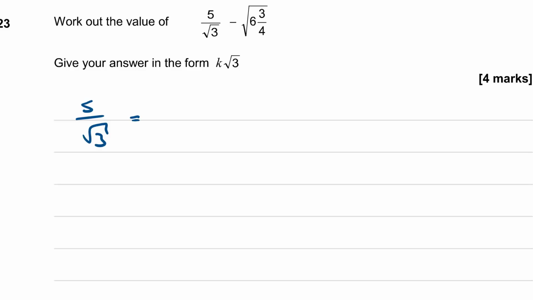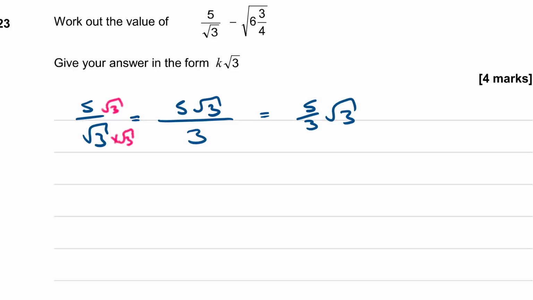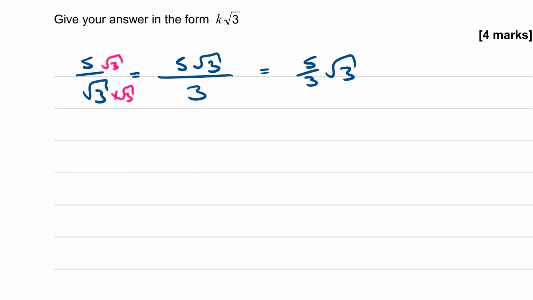Now, if I multiply top and bottom by root 3, I get rid of the surd as part of my denominator. It's not very nice. So that's going to give me root 3 times root 3 on the bottom, which is just 3. And then I'm going to have 5 root 3 on the top, which is 5/3 of root 3. That's already in the form of root 3, which is handy.